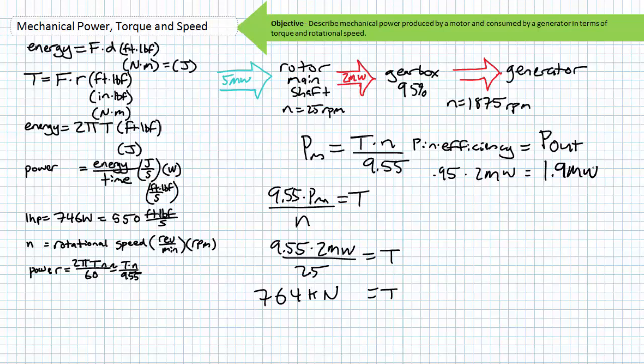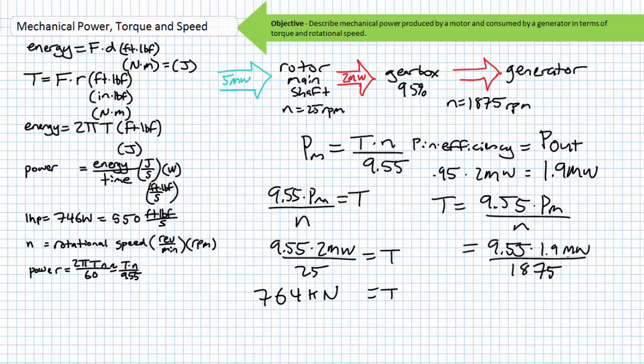Having already observed the output shaft rotating at 1,875 RPM, we can again rearrange the mechanical power formula to solve for torque, where torque equals 9.55 times mechanical power divided by rotational speed. Substituting in the necessary values, we find the high-speed shaft is delivering approximately 9.7 kilonewton meters of torque to the generator. Can you see what the gearbox is doing? It's exchanging the low-speed, high-torque input of the main shaft for the high-speed, low-torque movement of the output shaft.